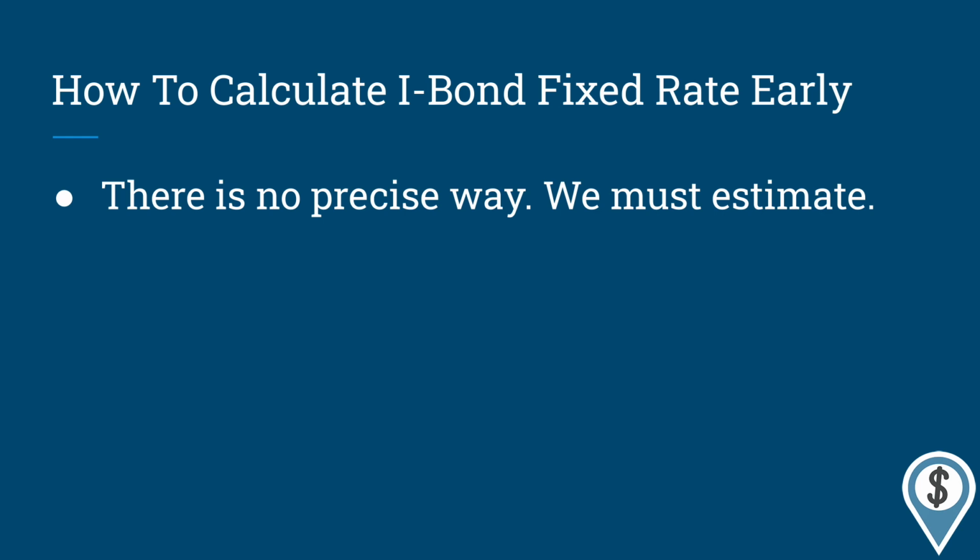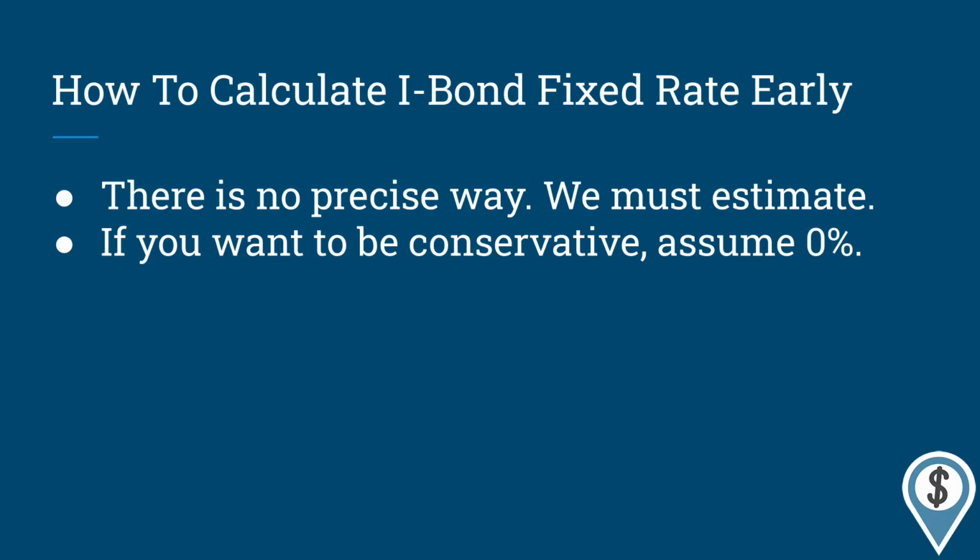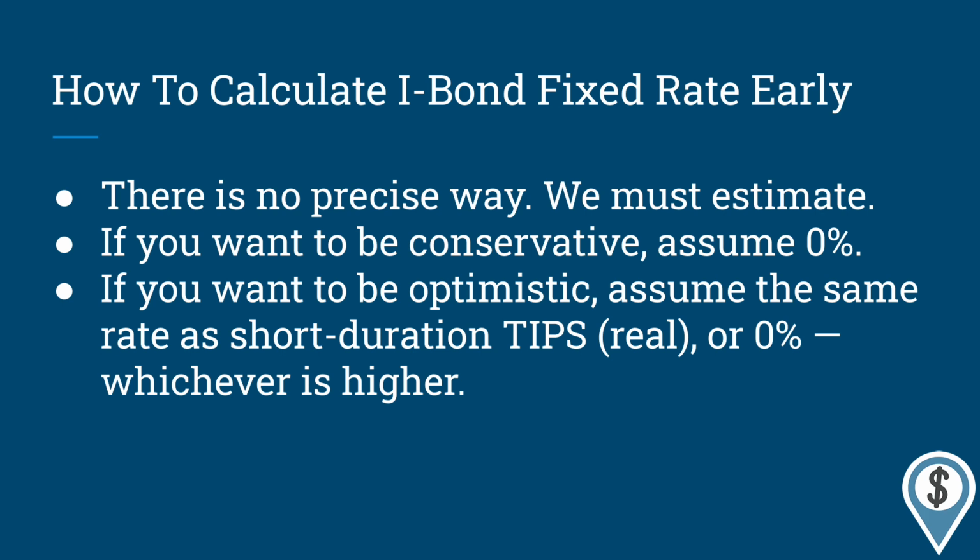But like I said, the fixed rate is pretty small anyway, so this doesn't affect our calculation too much usually. A lot of times, the fixed rate is actually 0%. So if you want to be conservative, you can just assume the fixed rate is going to renew at 0%. If you want to be a little bit optimistic, but still realistic, assume that the fixed rate is going to renew at the same rate as short duration TIPS, or Treasury inflation protected securities. If TIPS are yielding negative right now, then just go ahead and assume 0%. The fixed rate on I bonds can never go below 0%.